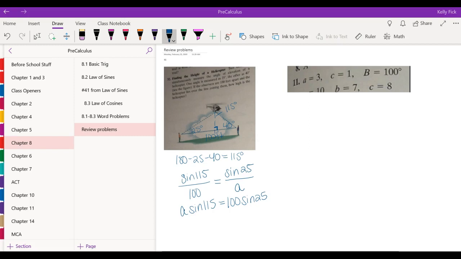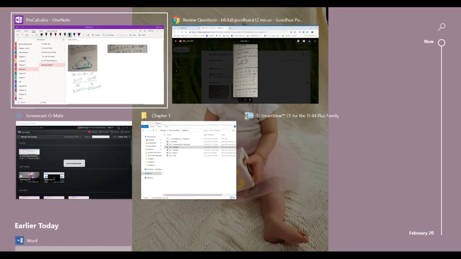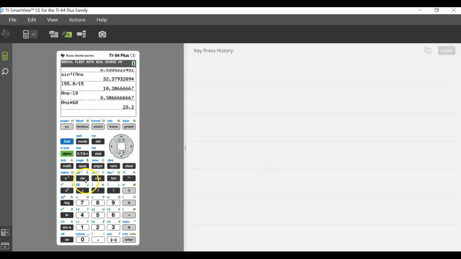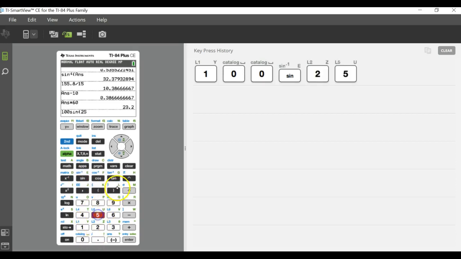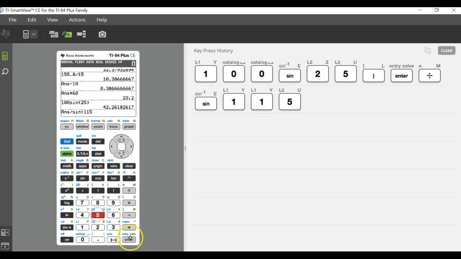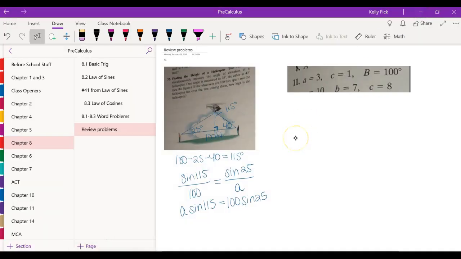And we would do 100 sine of 25, which gives us that. And then remember, we have to divide by sine of 115. This is that. So 46.6 is the length of this side. So this length here is 46.6. Okay, I'm sorry, the distance from this side.